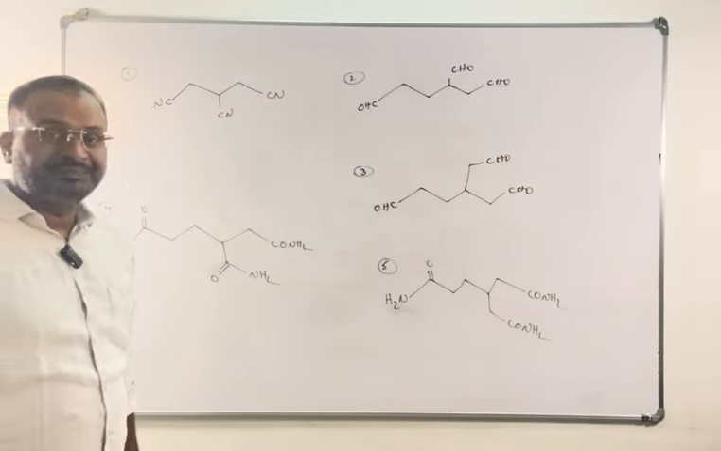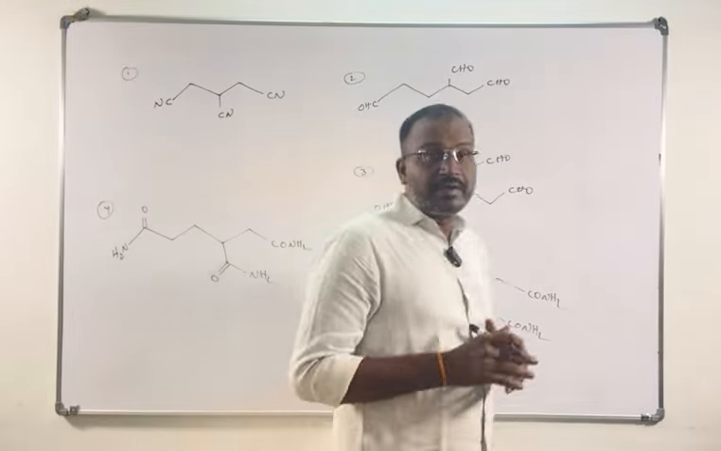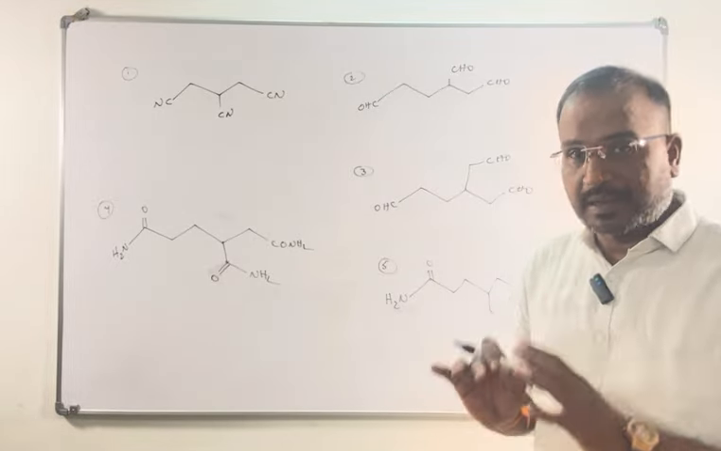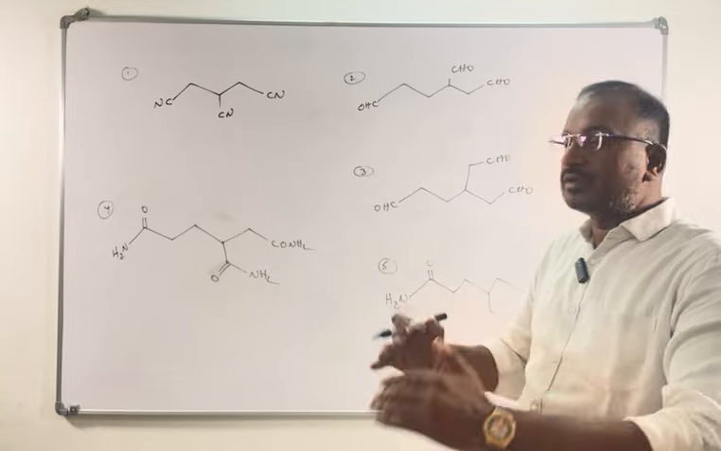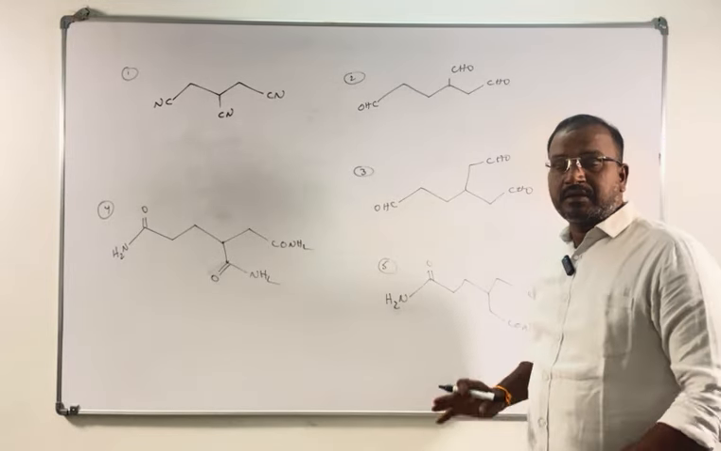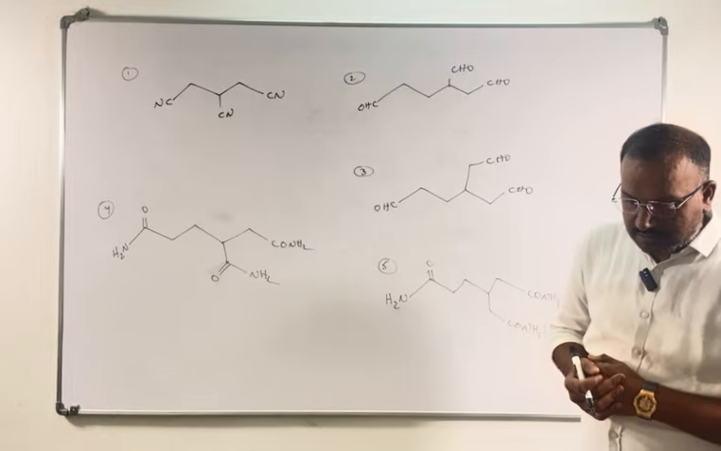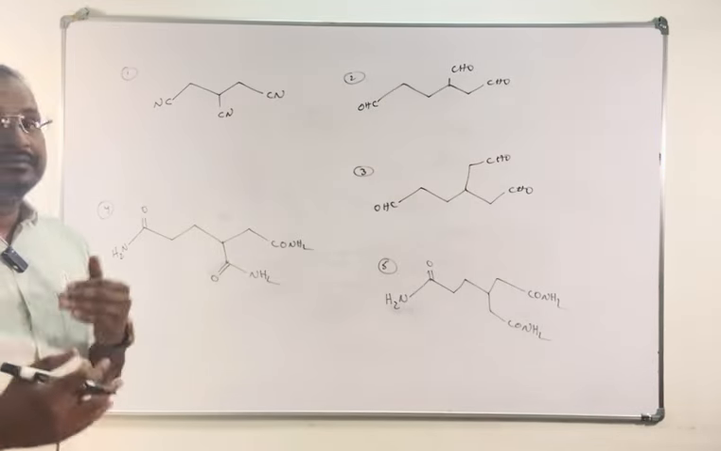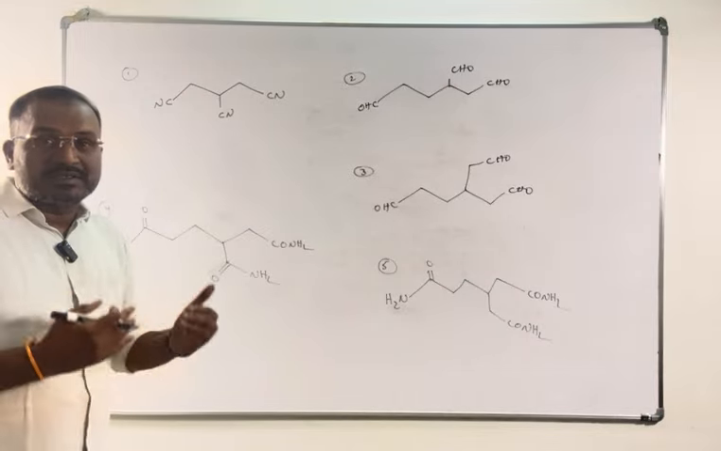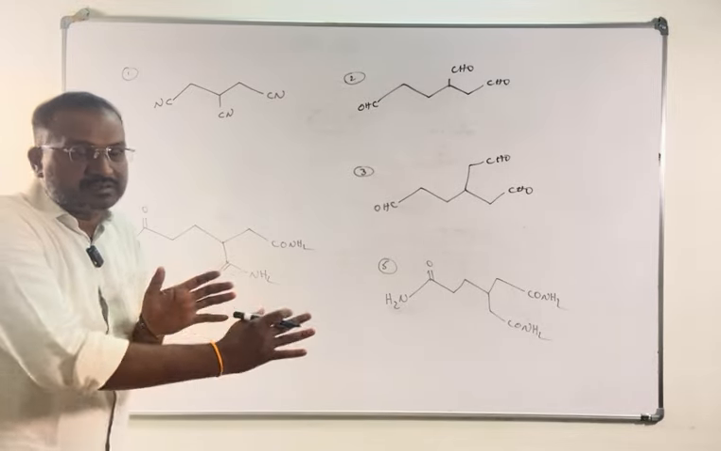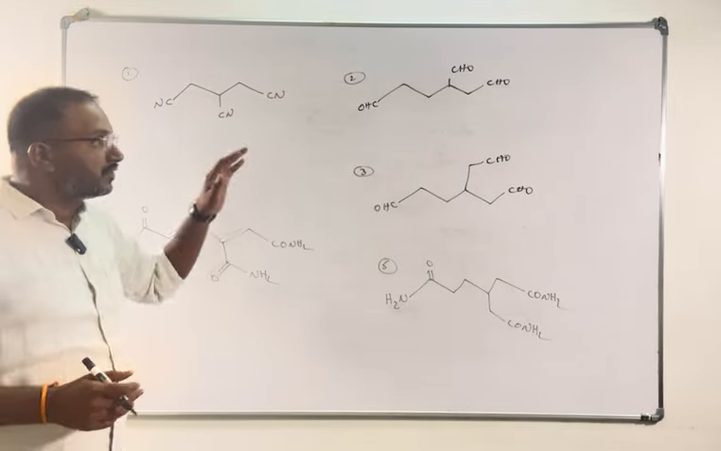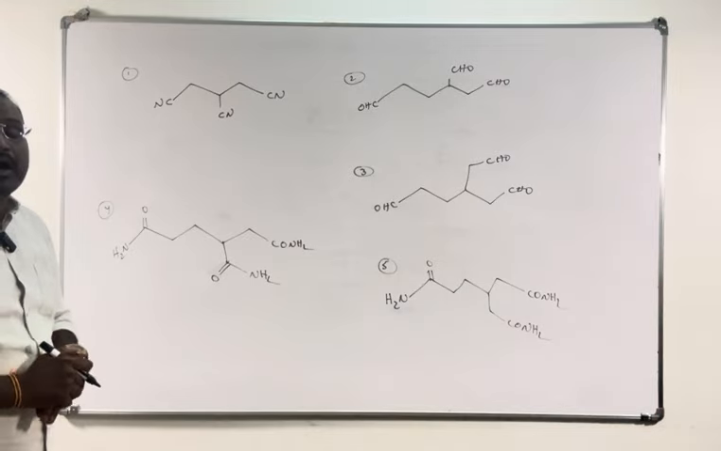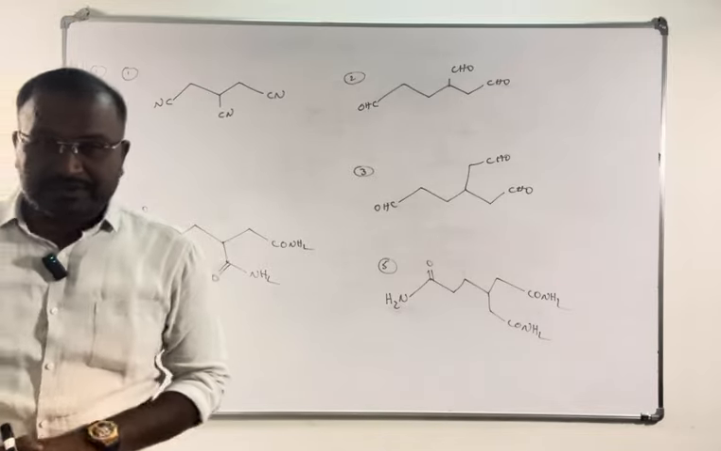Welcome to Chemistry World. In the previous video, we have seen some simple examples of writing IUPAC names. Now I am going to write the IUPAC name for a little bit more difficult molecules, with a little bit more complex structures. There are some new concepts, different from the normal concepts we have seen. Now let us see the first example. How do we write the IUPAC name for this?